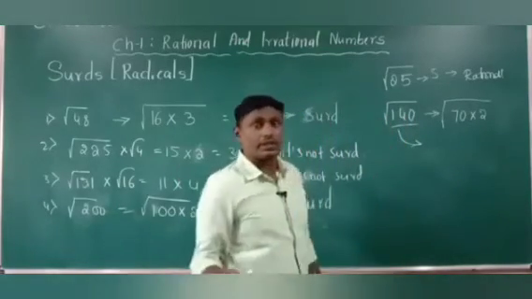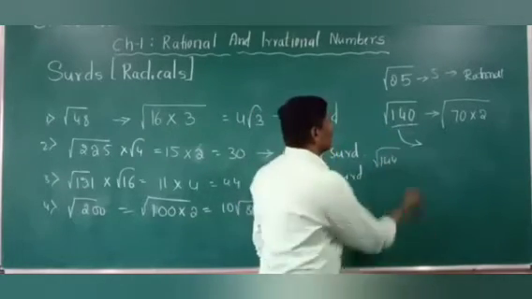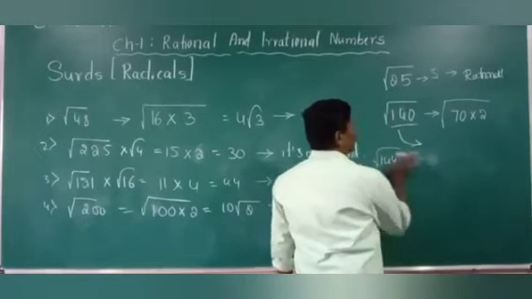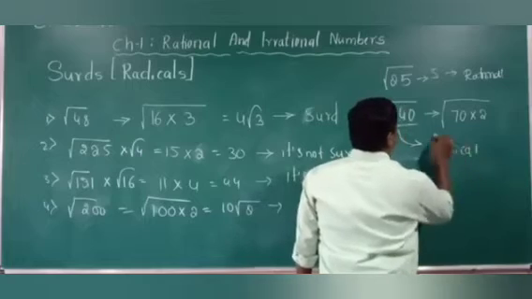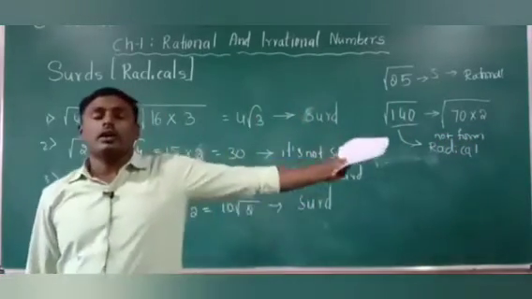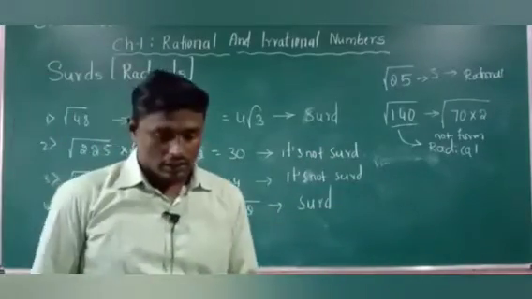So which is the nearest perfect square number here? Root 144, which is a perfect square of 12. So root 140 is not a perfect square number, and it will not form a radical. It is not an example for radicals, okay. Next one, see the next question.